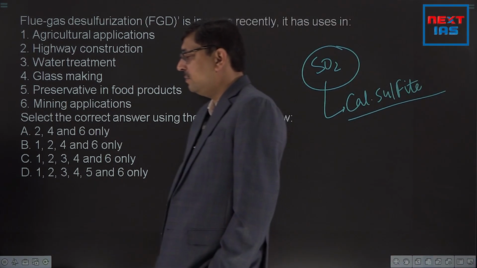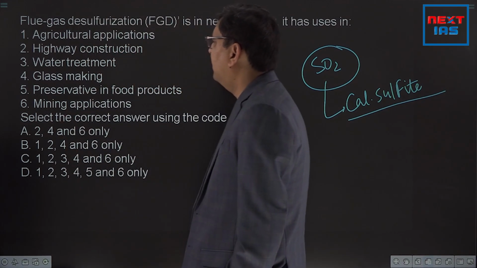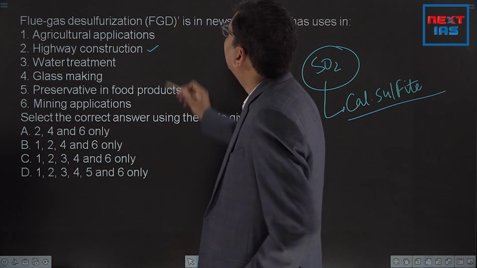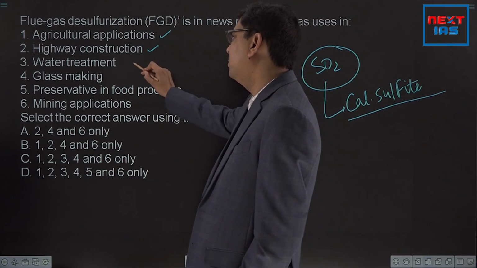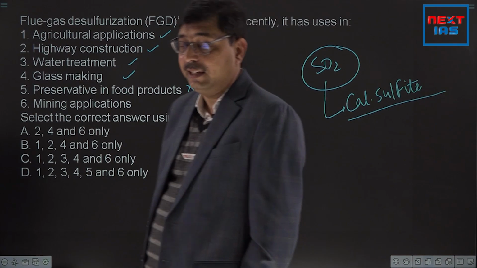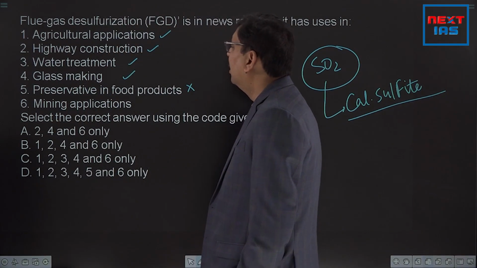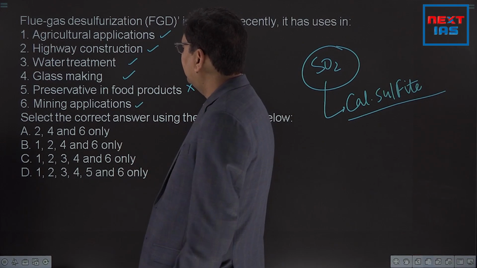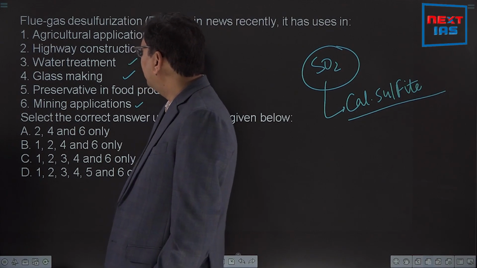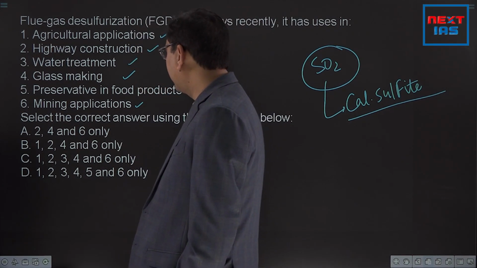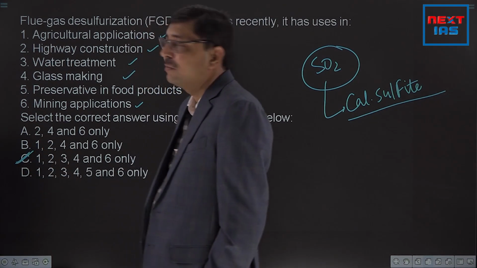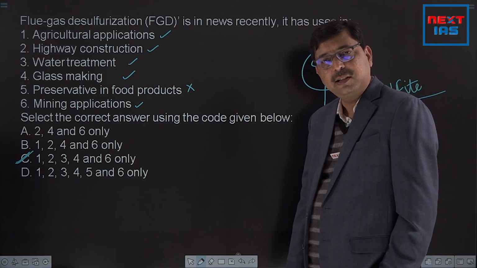And this calcium sulfide, where can it be used? Highway constructions, yes. We can use it in roads, making the embankment on the roads. Agricultural applications are also there. It is used in water treatment, glass making, mining applications, but it cannot be used in any edible item. So it is a very straightforward question. Nothing much to explain in terms of concept. So here you see 5 cannot be the answer. So if 5 cannot be the answer, then the answer is C in terms of flue gas desulfurization.